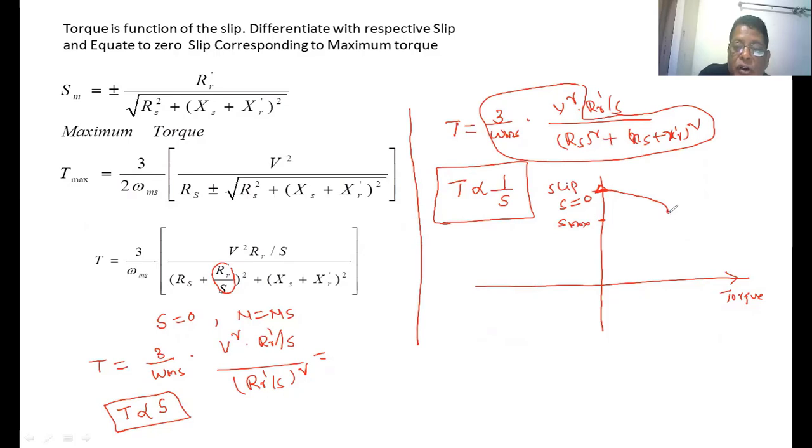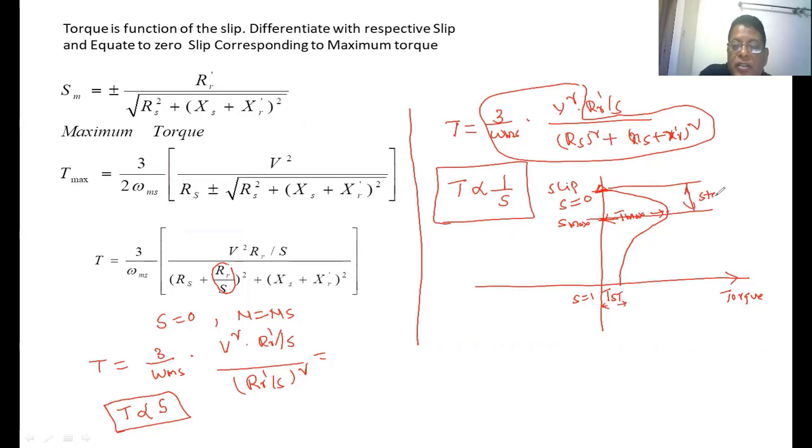Further increasing the slip, the torque is inversely proportional to the slip. When the slip value is more, the torque developed in the induction motor will be inversely proportional to the slip, so it will represent a rectangular hyperbola. This value is the maximum torque developed in the induction motor. When s equals 1, the speed of the induction motor is 0. This is the starting torque.